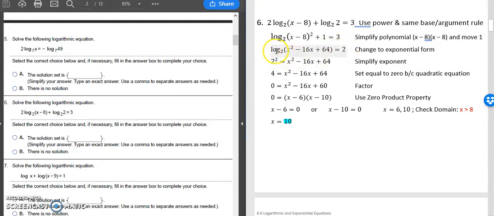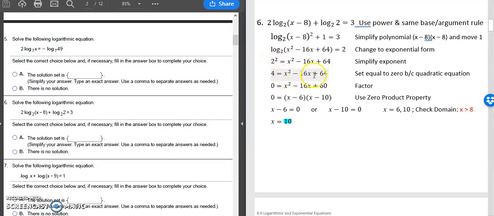So now we have log base 2 of x squared minus 16x plus 64. And this expression came from this expression here. We did x minus 8 times x minus 8, and we went ahead and used the distributive property to FOIL it out. So now we have log base 2 of something equals a number. So now we can change it to exponential form. We'll put the base over here with our exponent on this side. So we'll have 2 squared equals x squared minus 16x plus 64. We'll simplify this exponent. 2 squared is 4.